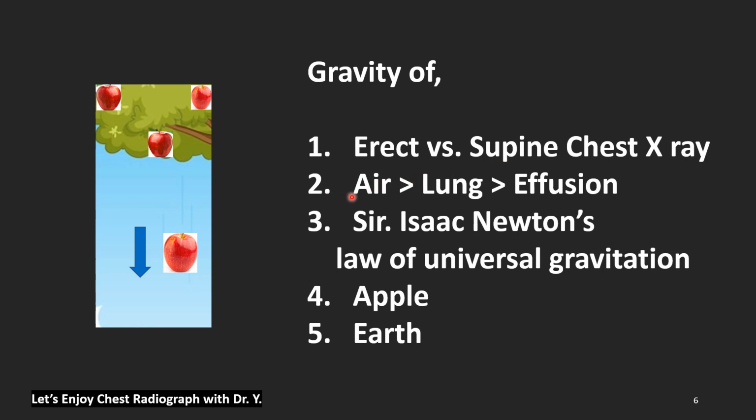Number 2, in gravity, the light material, the air, is in the upper portion, the body tissue, lung, is in between, and the fluid, pleural effusion or hematoma, is the heaviest one, so it's in the inferior portion near to the earth. Number 3, Sir Isaac Newton's law of universal gravitation is the basis of this. Look at the apples going down to the earth.